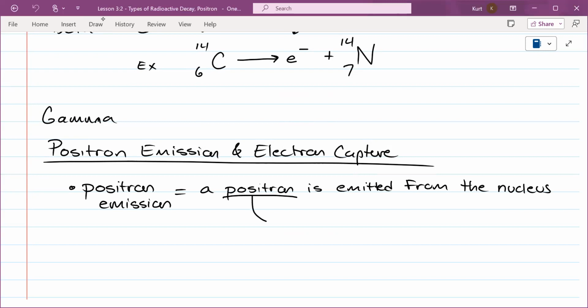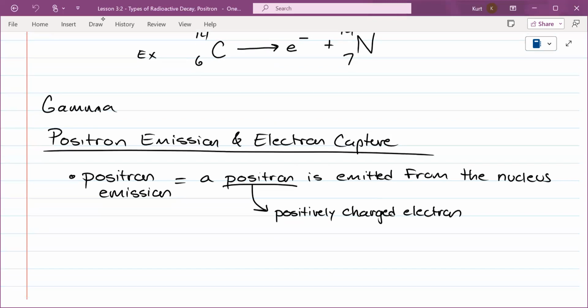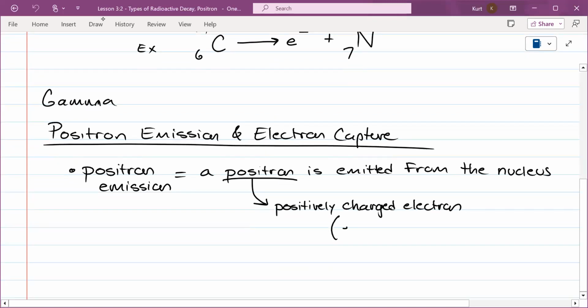A positron is basically, guys, like a positively charged electron. Its symbol is either that of an electron but with a positive sign, or a beta particle with a positive sign. Because it is the size of an electron, it really doesn't have any mass. So it's just a positive one charge. That's it.